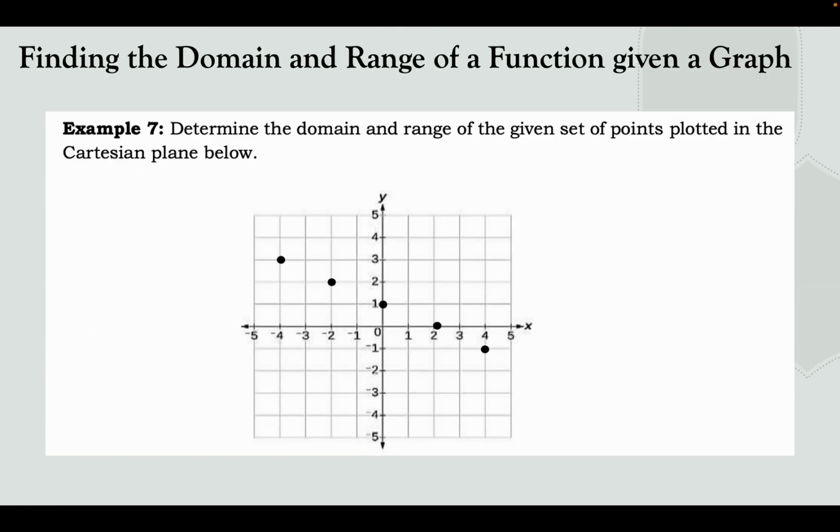Another example. Determine the domain and range of the given set of points plotted in the Cartesian plane. So we have here points: (4, -1), (2, 0), (0, 1), (-2, 2), and (-4, 3).